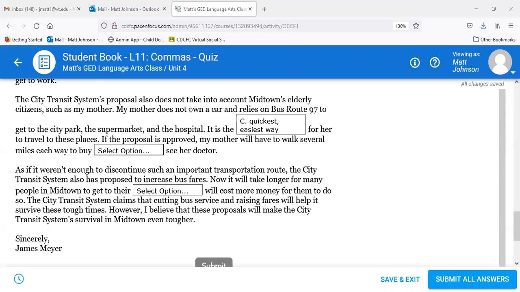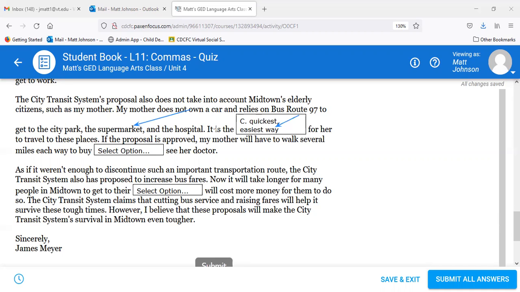Right here, we see a list, a series, right? Get to the city park, the supermarket, and the hospital. Over here, what we're looking at is adjectives, right? And all we have to do there is separate the adjectives. So it is the quickest, easiest. That's all we have to do, is separate those two adjectives.